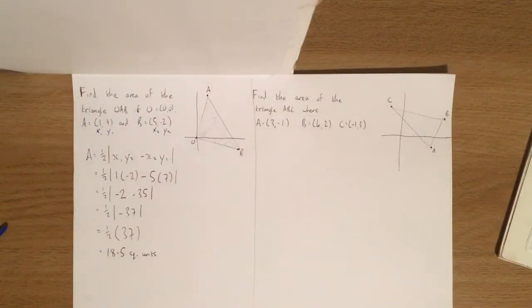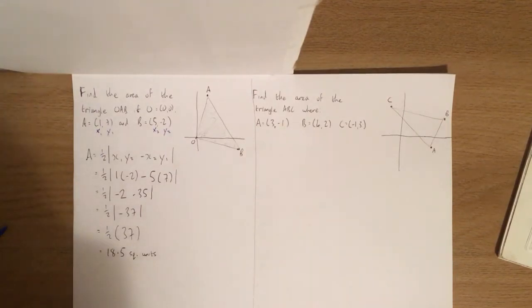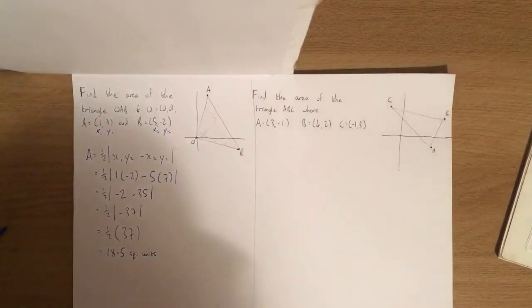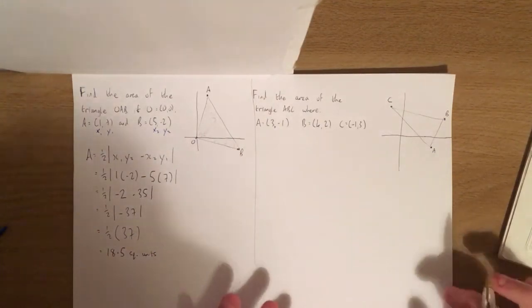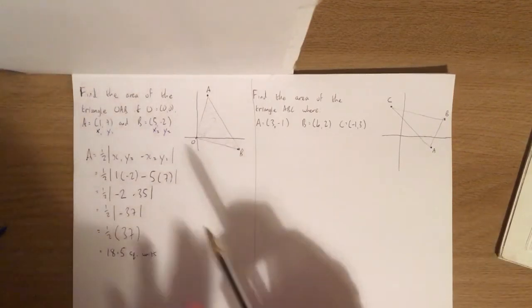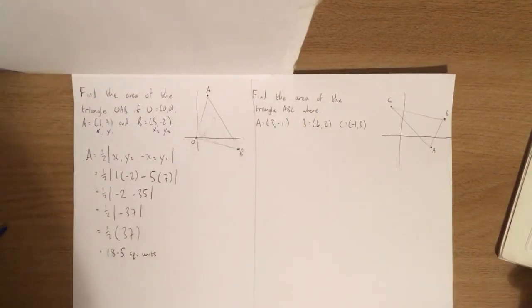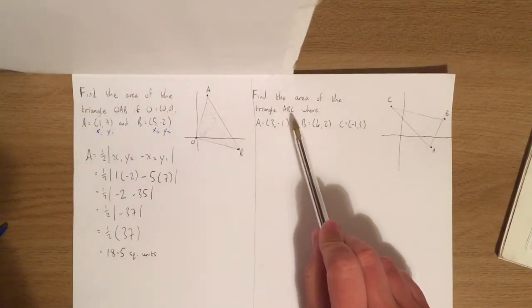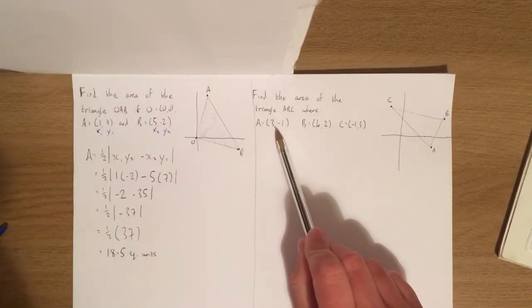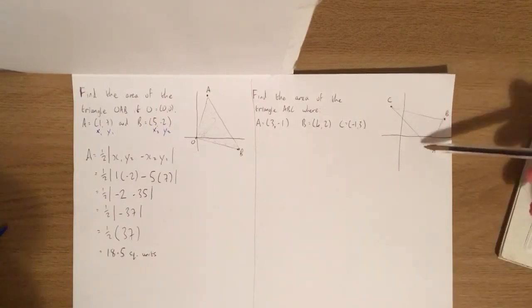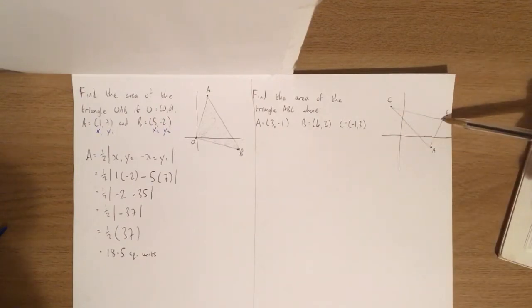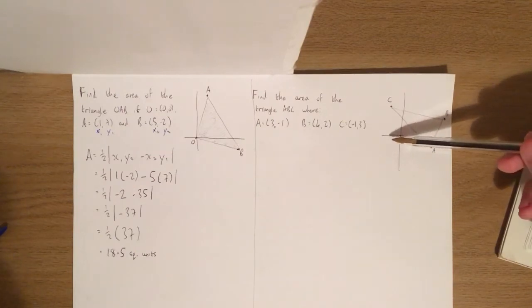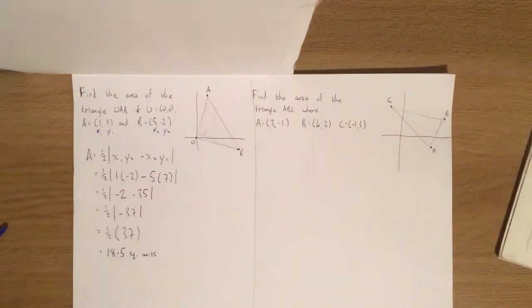It wouldn't be that useful a formula if you could only use it for that really, really small subset of triangles, okay? But luckily there is a way of being able to use it with all triangles. So that's the situation I'm in over here. Find the area of the triangle ABC where A is (3, -1), B is (4, 2), and C is (-1, 3).